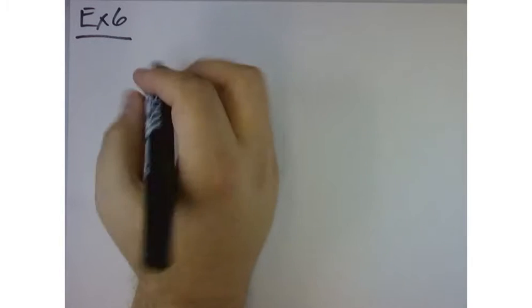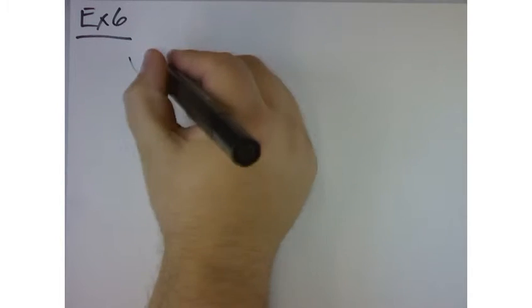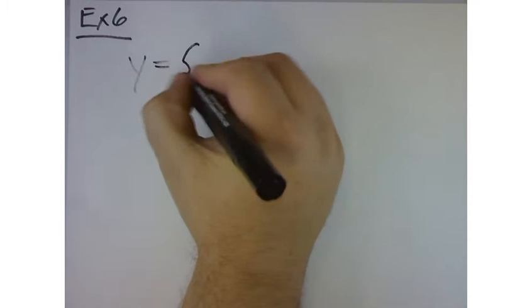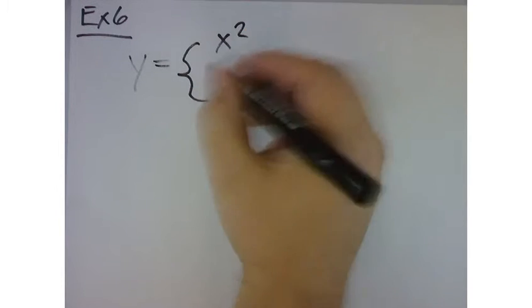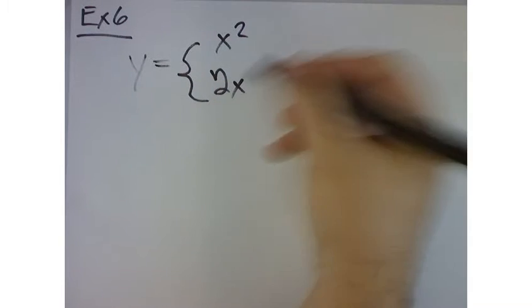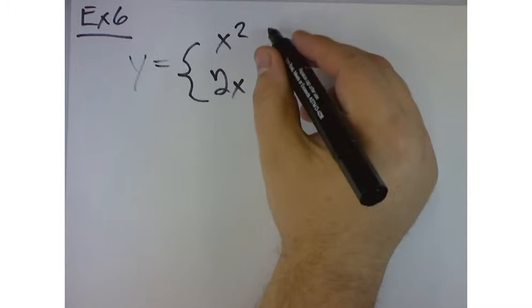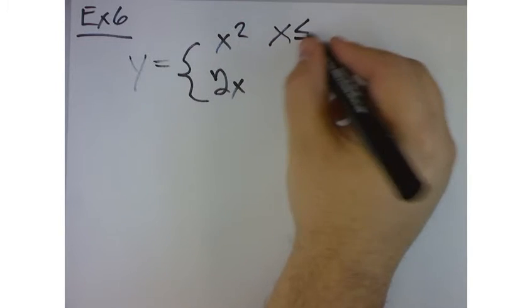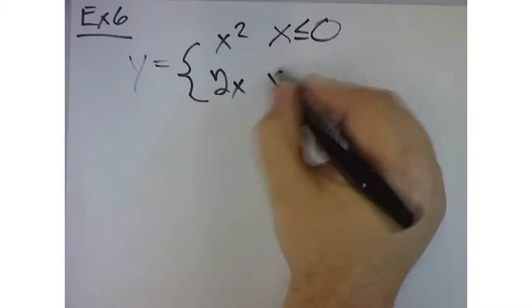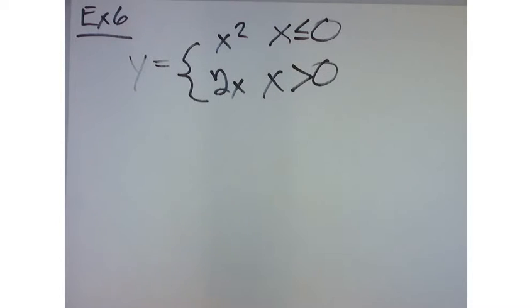So for example number 6, we are given the equation y is equal to x squared. This is a piecewise function, and 2x. Now we're going to use x squared when x is less than or equal to 0, and when x is greater than 0, we'll use 2x.